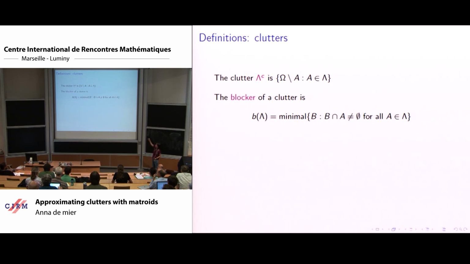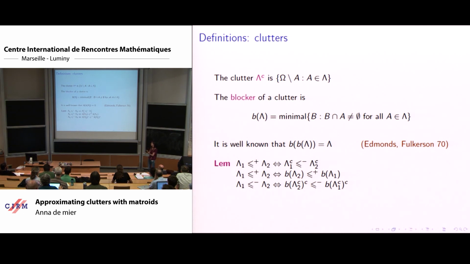It's clear that the complement of the complement is just the original clutter, and it's also true that the blocker is involutive, so the blocker of the blocker is itself. Now, these operations of complement and blocker behave well with respect to the orders. The complement switches from one order to the other by keeping the relative position of the elements. And the blocker, in the plus order, just moves things around.